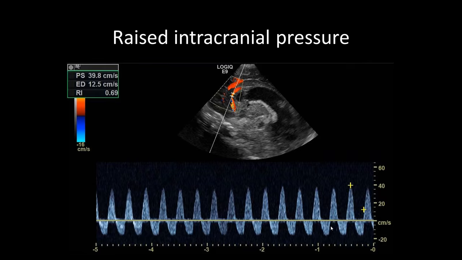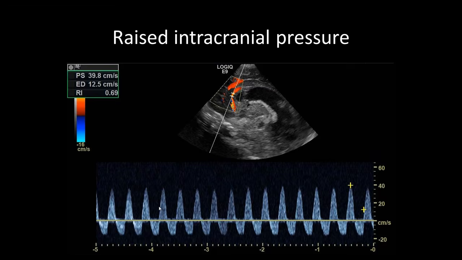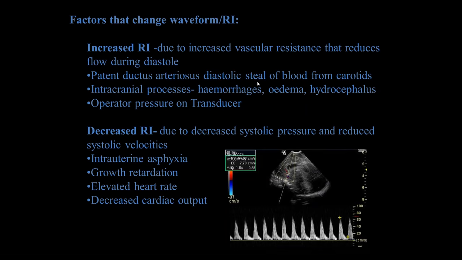Factors that change the waveform: an increased resistive index is due to increased vascular resistance that reduces flow during diastole, which is what we've just seen, raised intracranial pressure. The patent ductus arteriosus also steals blood from the carotids if it's very large, and you can get absent end-diastolic flow in the anterior cerebral artery. Intracranial processes such as hemorrhages, edema, and hydrocephalus. And if the operator puts pressure on the transducer, you can often induce reversed flow, and that is also suggestive that there's some increased intracranial pressure.